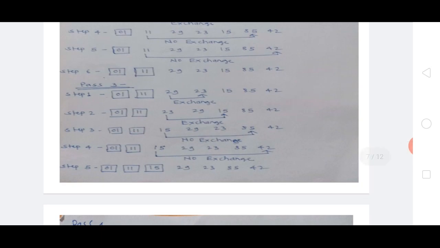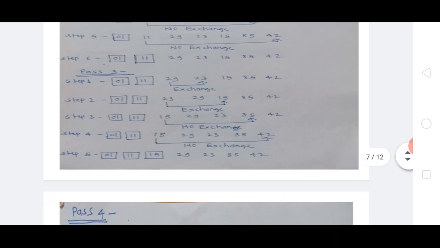In step number 3, again 15 is compared with next memory location 85. Here 15 is compared with 85, so 15 is less than 85, so no exchange is required. In next step number 4, again 15 is compared with next memory location element, which is 42. Here 15 is compared with 42, so 15 is less than 42, so no exchange is required.